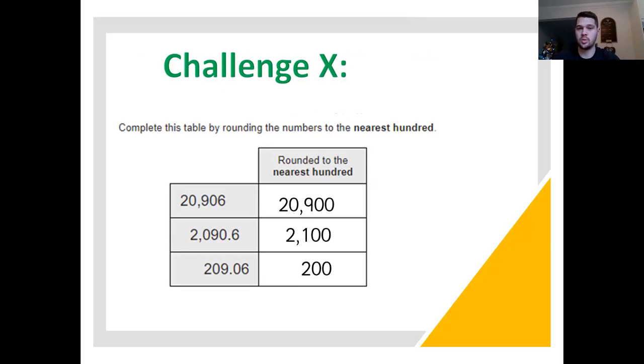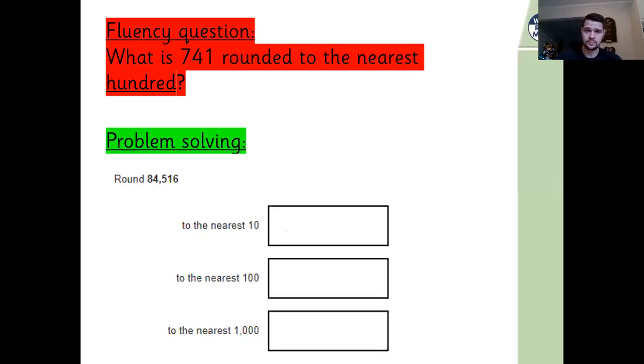So 20,906, rounded to the nearest 100 is 20,900, 2,090, because I've got 0 hundreds, 0.6, rounds to 2,100, and 209.06, rounds to 200. So pause the screen here and have a little think about these two questions.